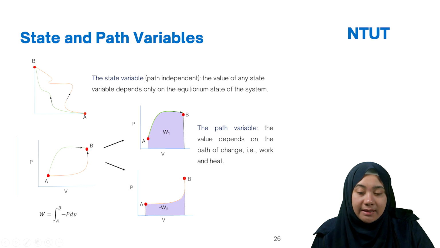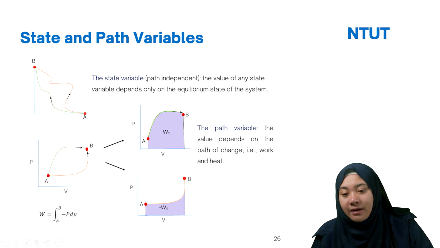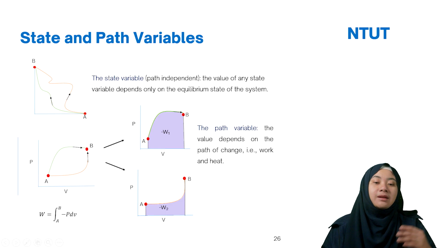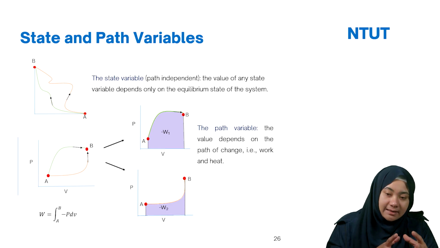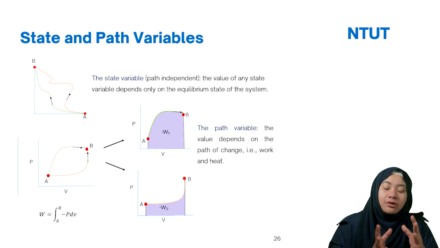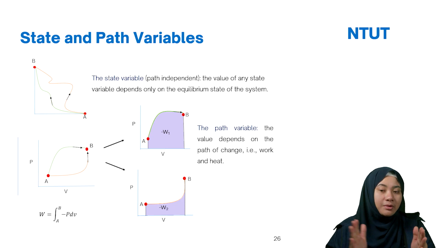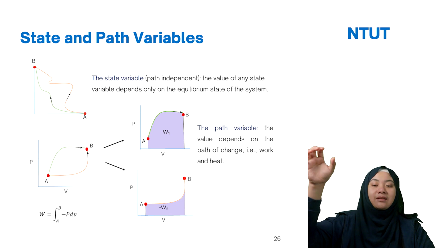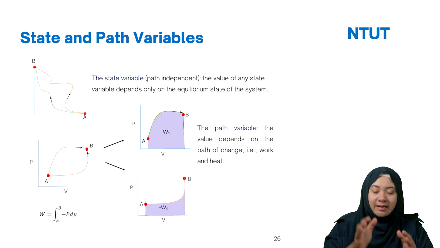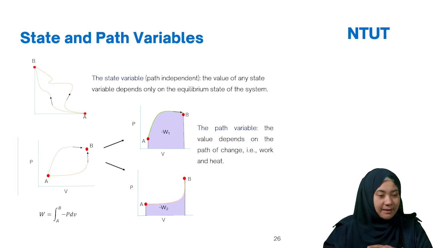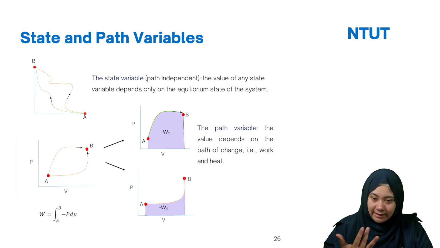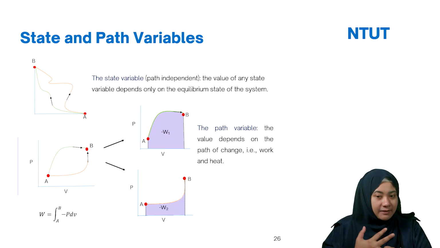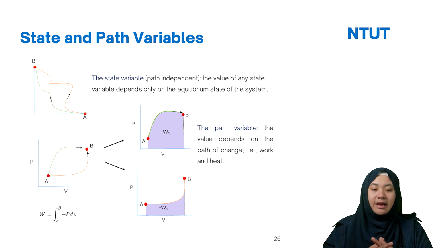When we discuss state variables, or path independent, it doesn't matter which way I go, orange or green; the result will be similar. The value of any state variable depends only on the equilibrium of the system. We don't care about the path, orange or green. The destination is the same, B. So this is a state variable. For example, we have internal energy and entropy. These are state variables.